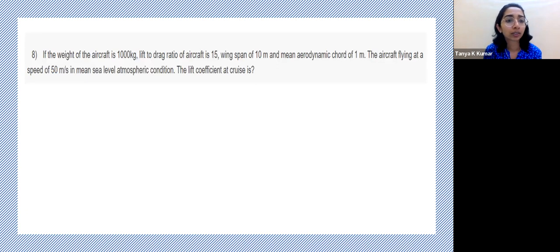Next question. If the weight of an aircraft is 1000 kgs, lift to drag is 15, wingspan is 10, mean aerodynamic chord is 1 meter, and the aircraft is flying at a speed of 50 meters per second. What is the lift coefficient at cruise? So again, we'll just write down the data given to us. Weight of an aircraft is 1000 into 9.81 newtons. Then you have lift to drag ratio, which is 15.